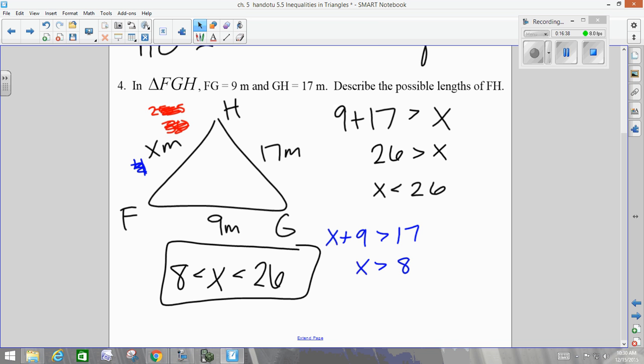It can be any value between those two, so that we fulfill the theorem that the smallest two sides, when you add them together, have to be greater than the third side.